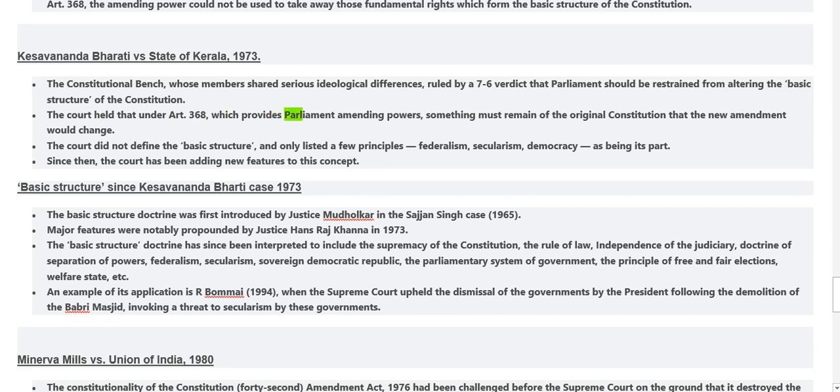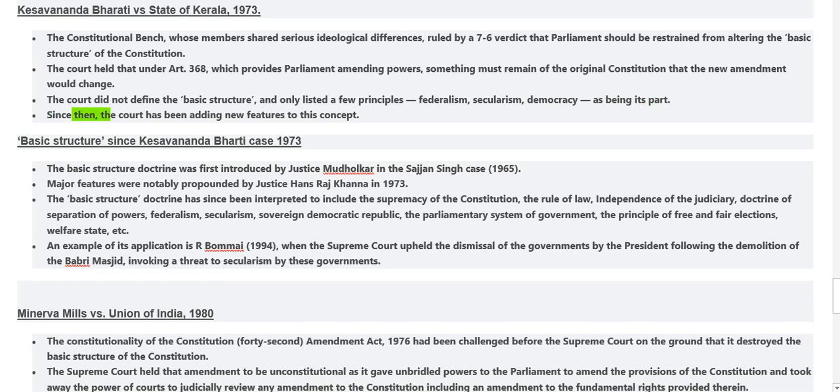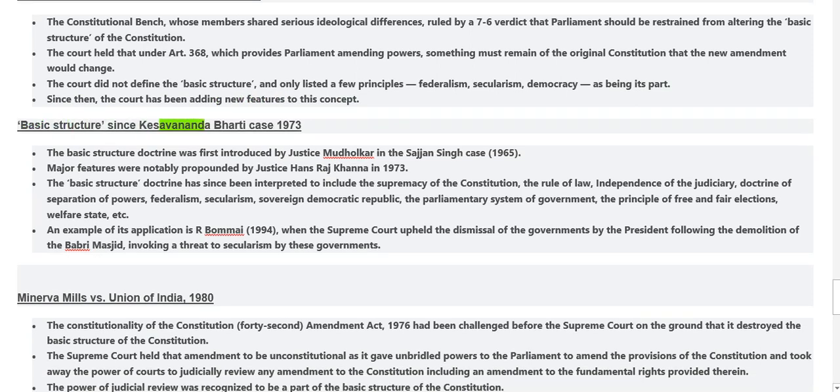The court held that under Art. 368, which provides Parliament amending powers, something must remain of the original Constitution that the new amendment would change. The court did not define the basic structure, and only listed a few principles: federalism, secularism, democracy, as being its part. Since then, the court has been adding new features to this concept.